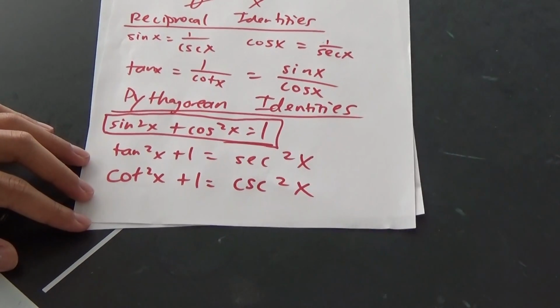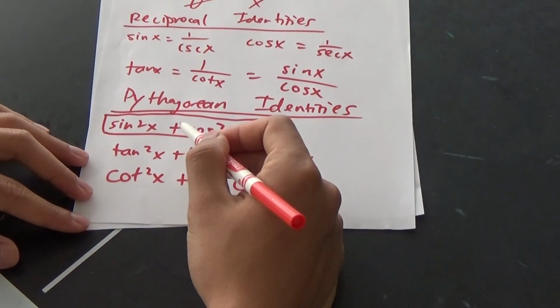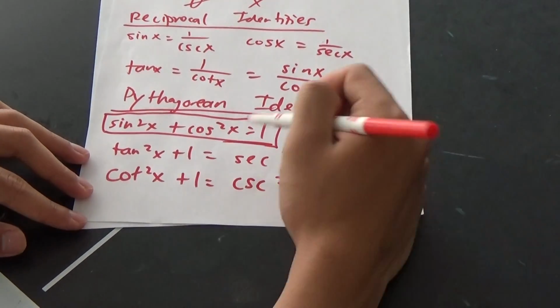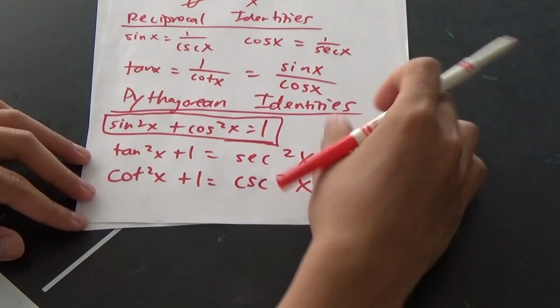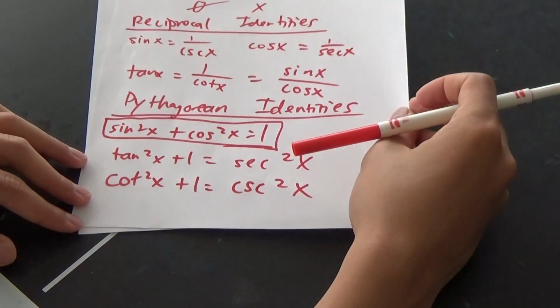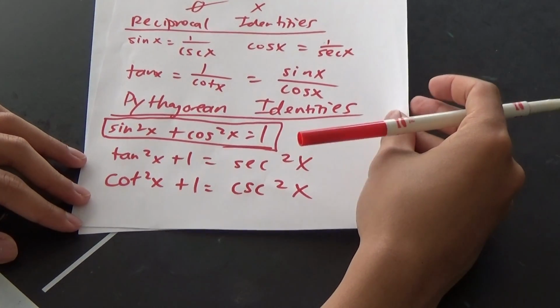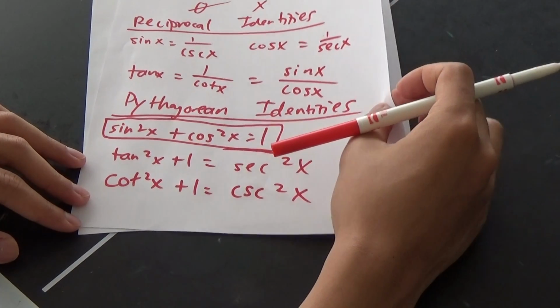And of course you can rewrite these in many different ways. You can bring the 1 to the other side, bring the cosine squared to the other side, and so forth. So these are all the identities we're going to deal with today. So I hope you have them written down. Let's move on.